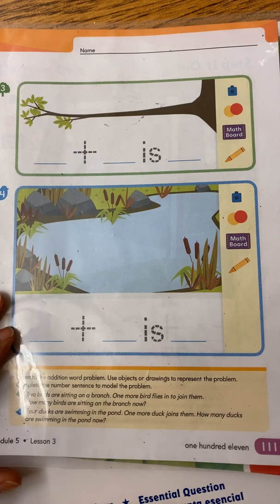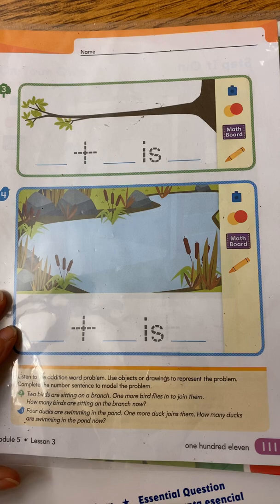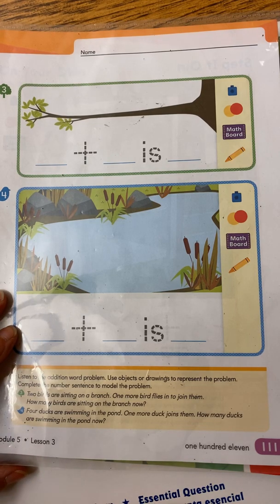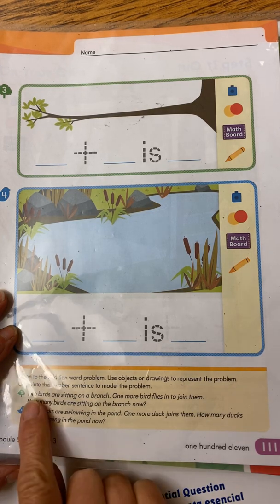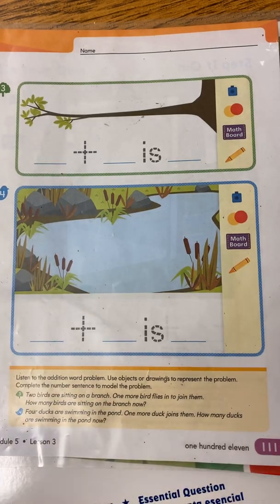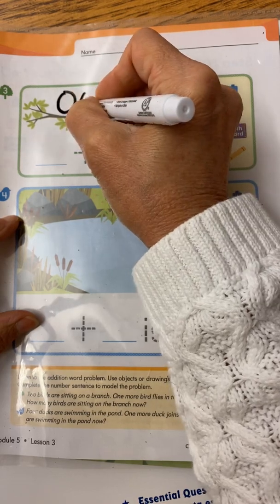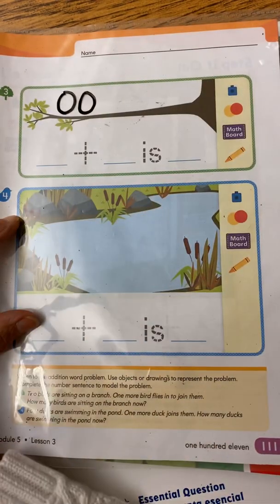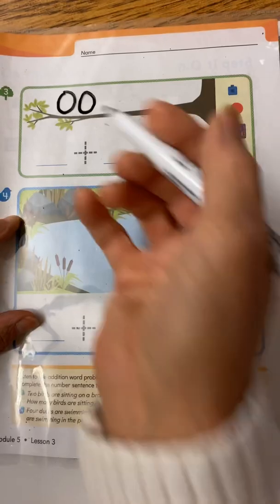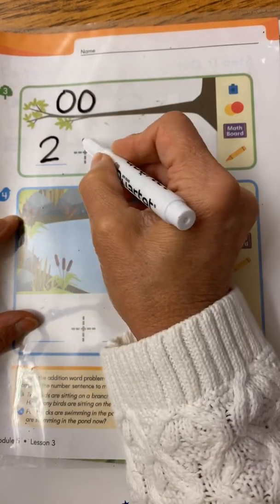Listen to the addition word problem. Use objects or drawings to represent the problem. Complete the number sentence to model the problem. So it says 2 birds are sitting on a branch. Let's draw our 2 birds. They're sitting on the branch. And that's 2 of them, so I have to write a number 2, plus.